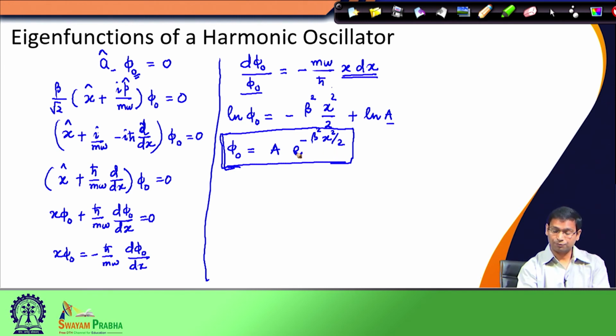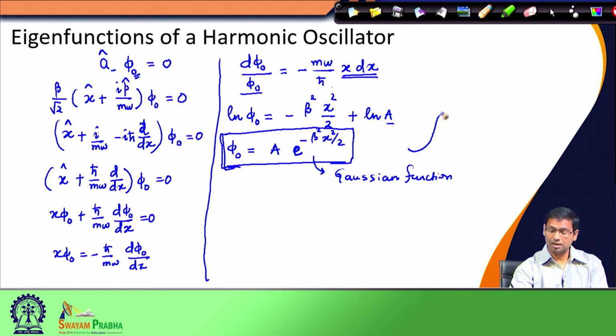Now, what is this? If you look at this form, it is e to the power minus some constant times x square, and this form is called a Gaussian function, e to the power minus some constant multiplied by x square. So, this Gaussian function has a bell shape.